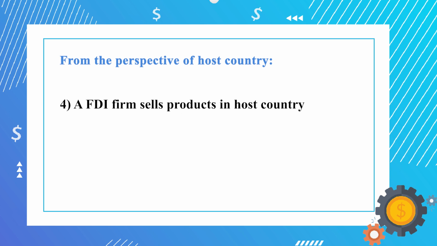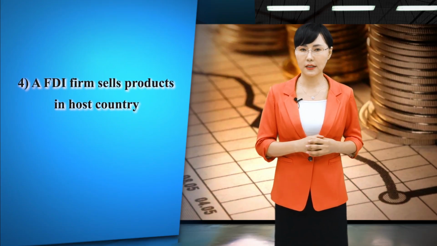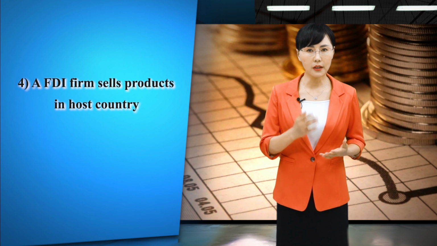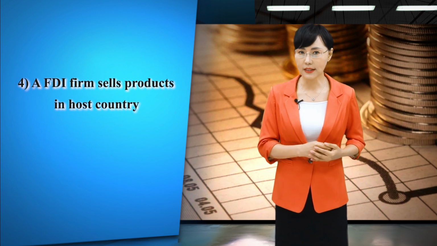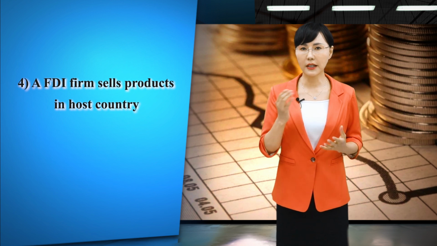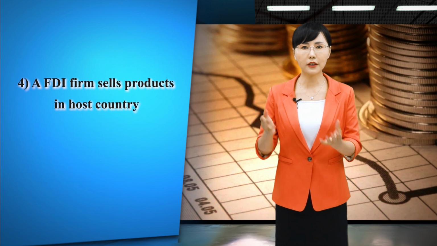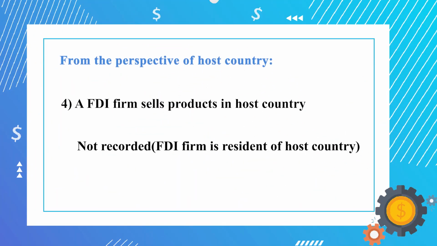The fourth transaction: an FDI firm sells its products in the host country. Products are from production activity. The FDI firm is regarded as a resident of the host country. The transaction takes place between a resident, the FDI firm, and a resident, the host country, so it should not be recorded in the BP's account.